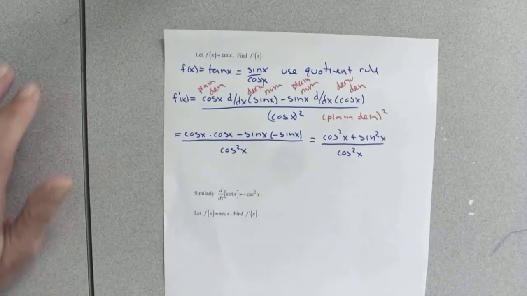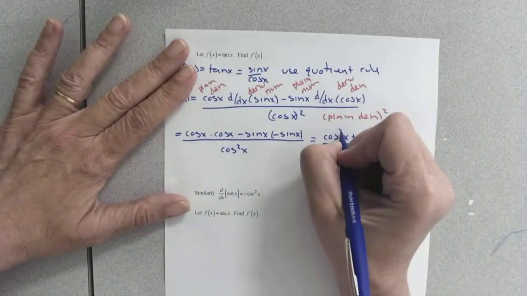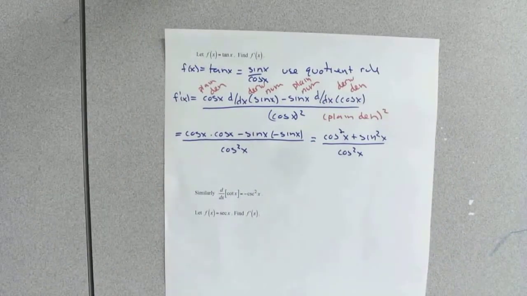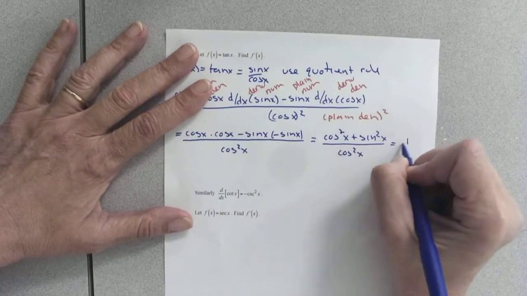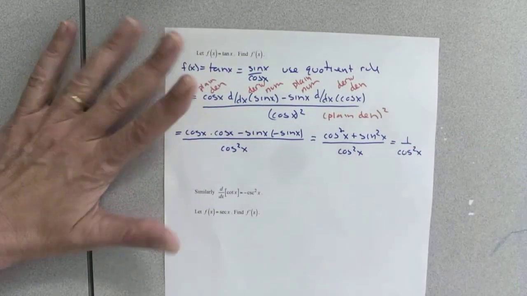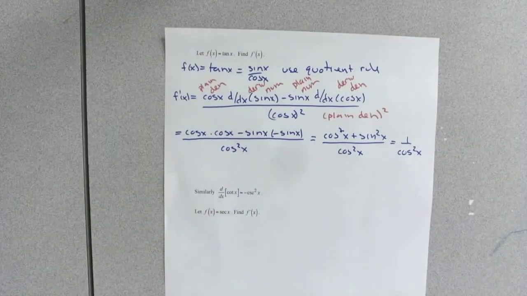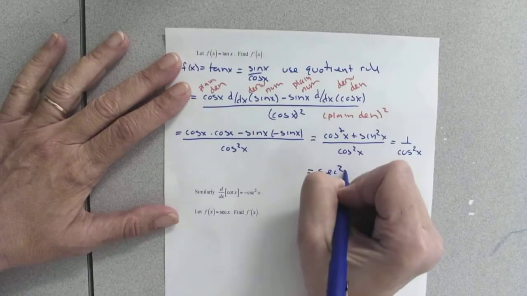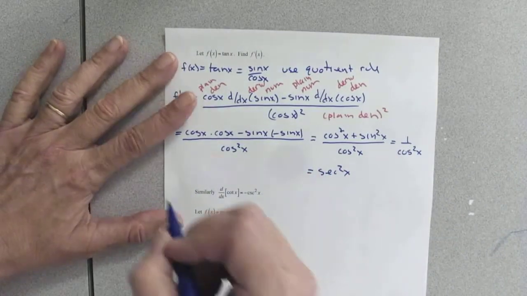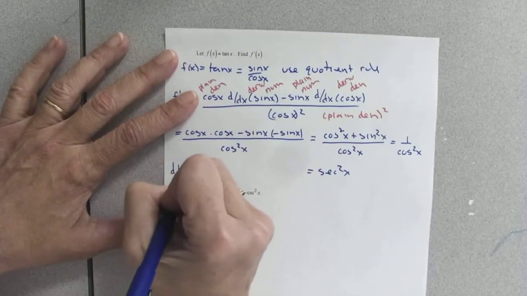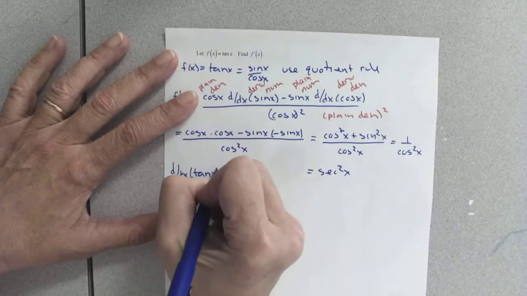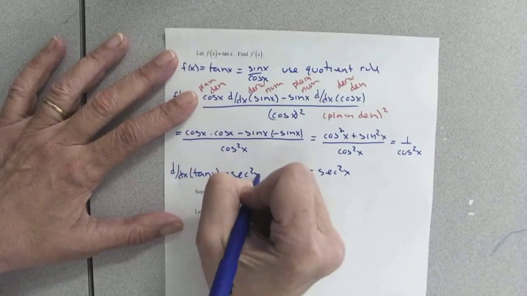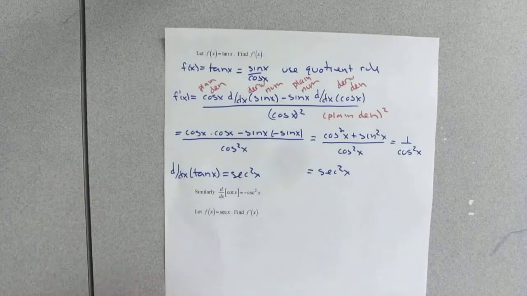There's some trigonometry staring at us in the face, and if there were people in this classroom, I'd ask the classroom what cosine squared plus sine squared is, and hopefully everybody would tell me that that was 1. And then a little bit more trigonometry, 1 over cosine squared x is secant squared x. And so we just showed that the derivative of tangent x is secant squared x.